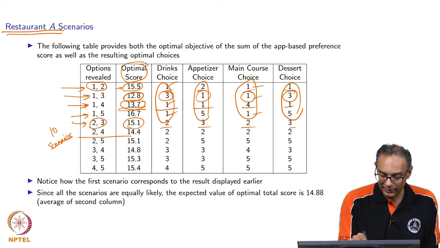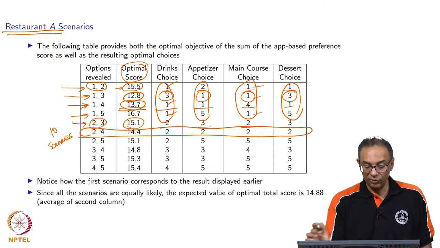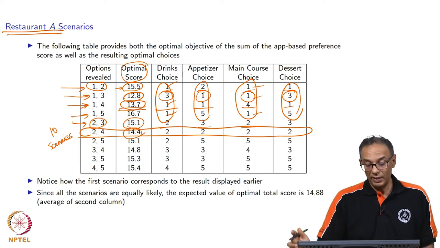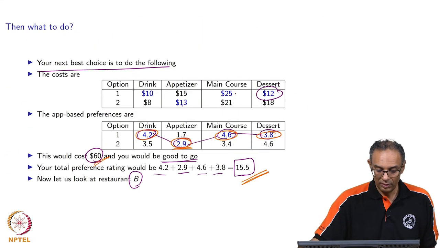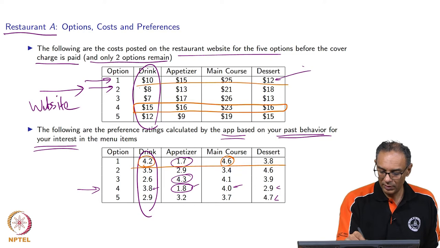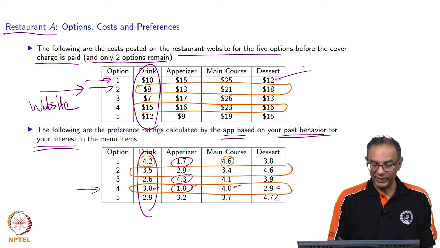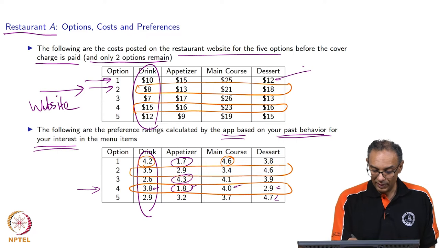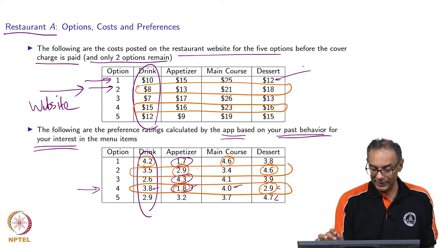Now interestingly, in the next one, look at this, if you get options 2 and 4, your total score is 14.4, and everything you pick is option 2. So let's go back and see what's going on between 2 and 4. So if you're back here, between 2 and 4, this is 4 and this is 2. You're always picking 2 more than 4. Now notice that in case of the appetizer, 2 is better than 4. In case of a dessert, 2 is better than 4. But when they are better, they are significantly better, okay? So you're clearly picking those.